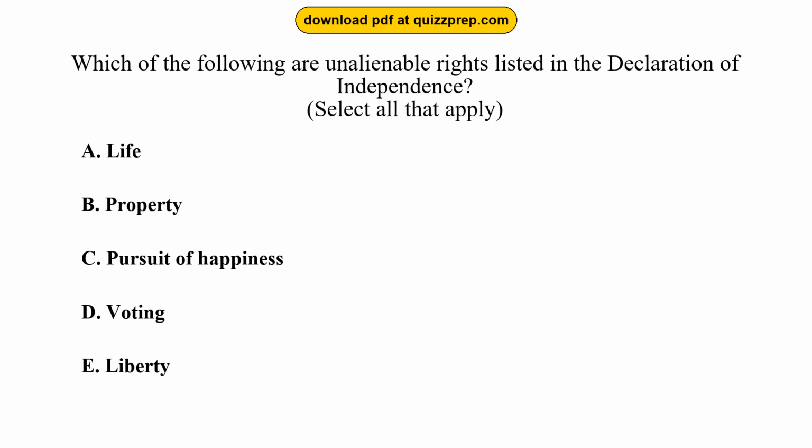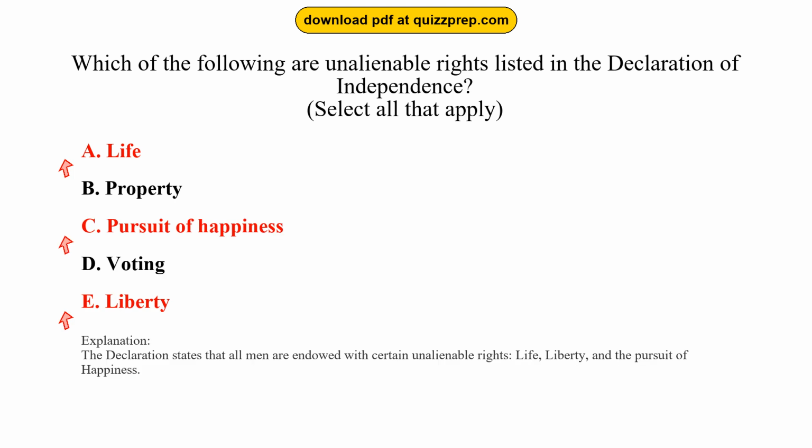Question 21. Which of the following are unalienable rights listed in the Declaration of Independence? Option A. Life. Option B. Property. Option C. Pursuit of happiness. Option D. Voting. Option E. Liberty. The correct answers are options A and C and E. Life, pursuit of happiness, liberty. The Declaration states that all men are endowed with certain unalienable rights, life, liberty, and the pursuit of happiness.